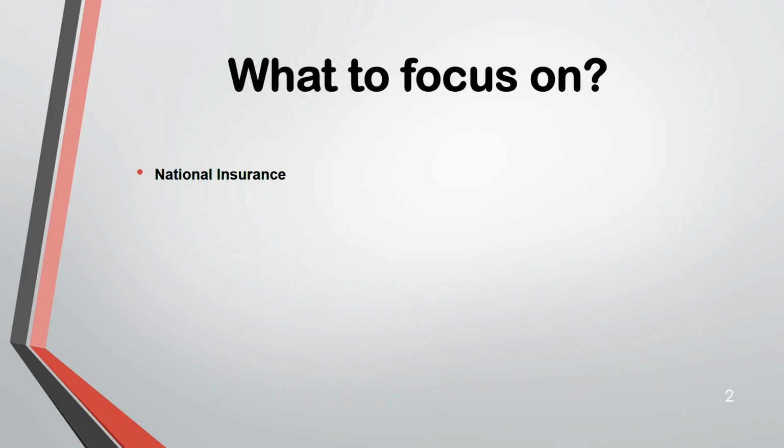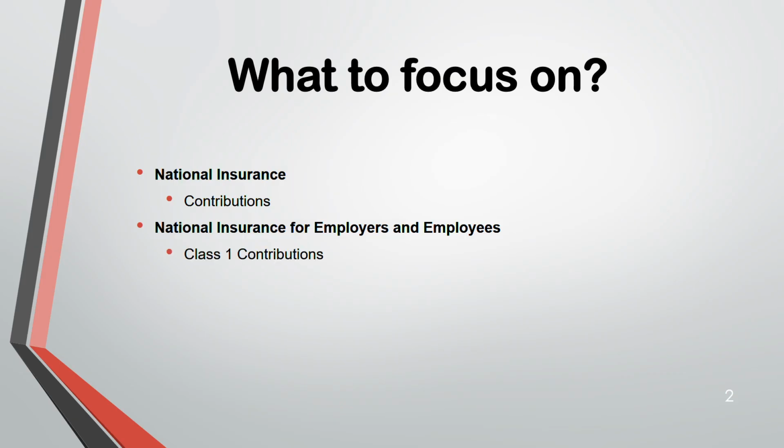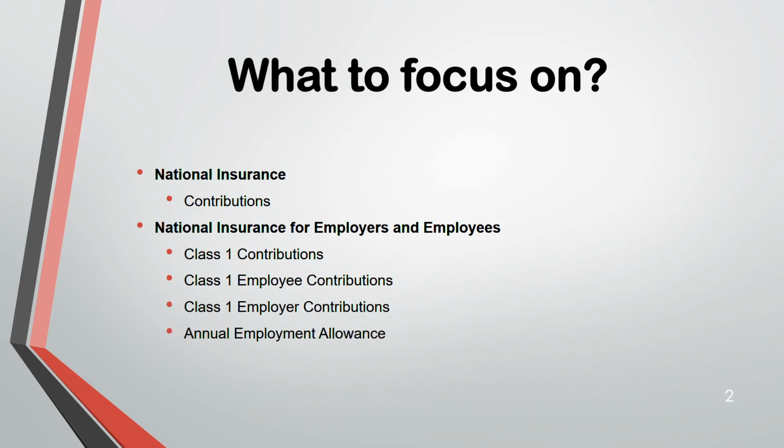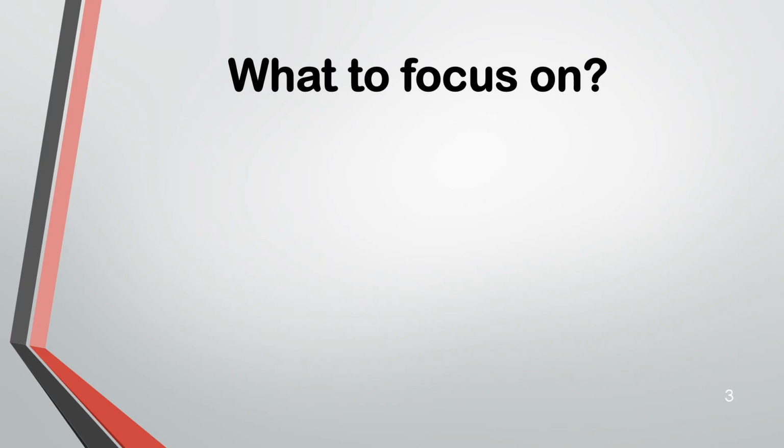Now, national insurance contributions. Remember, national insurance is paid by both employers and employees. Class 1 contribution is paid by the employee. Then we have class 1 employee, class 1 employer, and the annual employment allowance. Then we have class 1A contribution. You need to remember these classes. NICs are divided into different classes, and the way we calculate is different under each class. Earlier we had class 2, but class 2 contribution is removed from the syllabus.